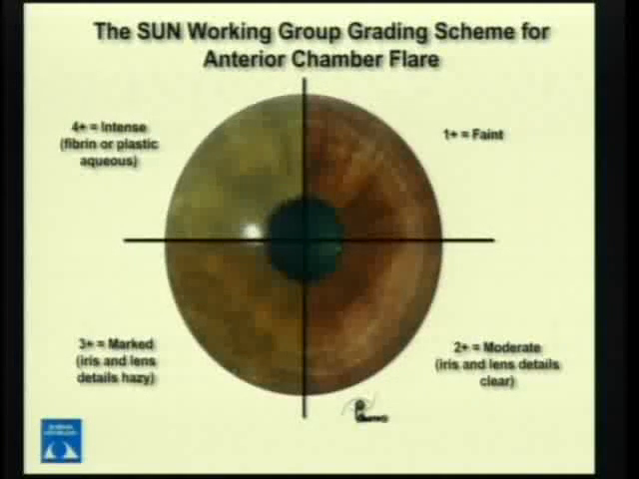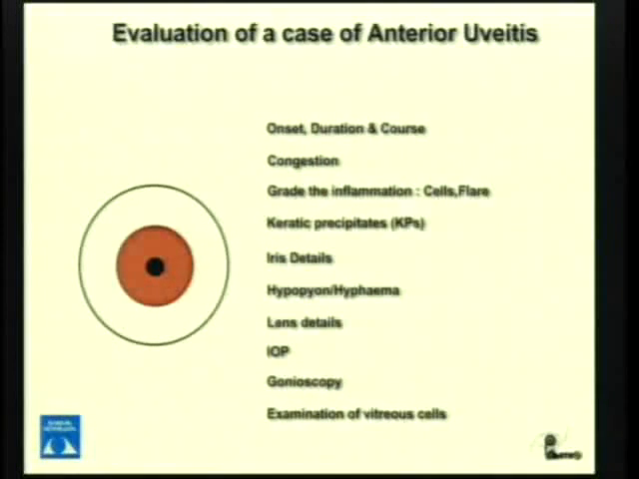So similarly, the flare, the aqueous content, fibrin content of the aqueous humor can be graded according to the visibility of the iris and lens detail, and it can be graded according to +1, +2, +3, +4. +4 is the intense fibrin, where the plastic fibrin is observed in the aqueous anterior chamber.